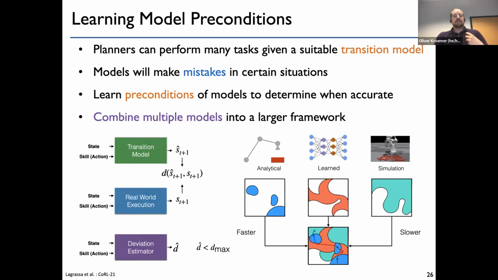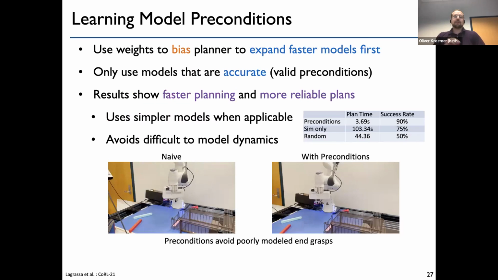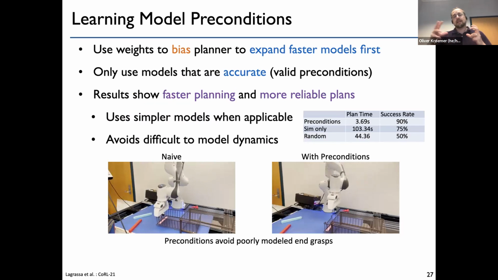Another area that we've been looking into is taking this idea of preconditions and expanding it beyond just skills. Here we looked at the preconditions of different transition models and combining them together into one mosaic or collage of different models, with some of them being faster than others, and some being more accurate in certain situations. And so what we want to do is bias our planner to expand the faster models first, while making sure that we're always within the valid preconditions. So we're always going to have valid, accurate predictions given our model.